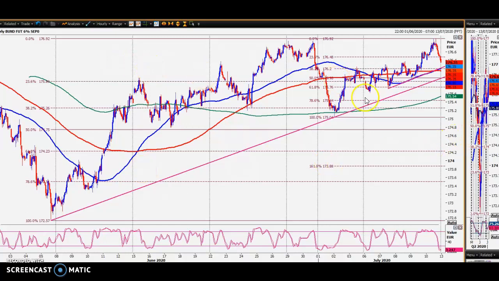This is actually an hourly chart. As you can see, we've been in a sideways trend for about a month now, so not really much point in looking at the daily trend. We'll just focus on this mostly sideways trend, as I say.